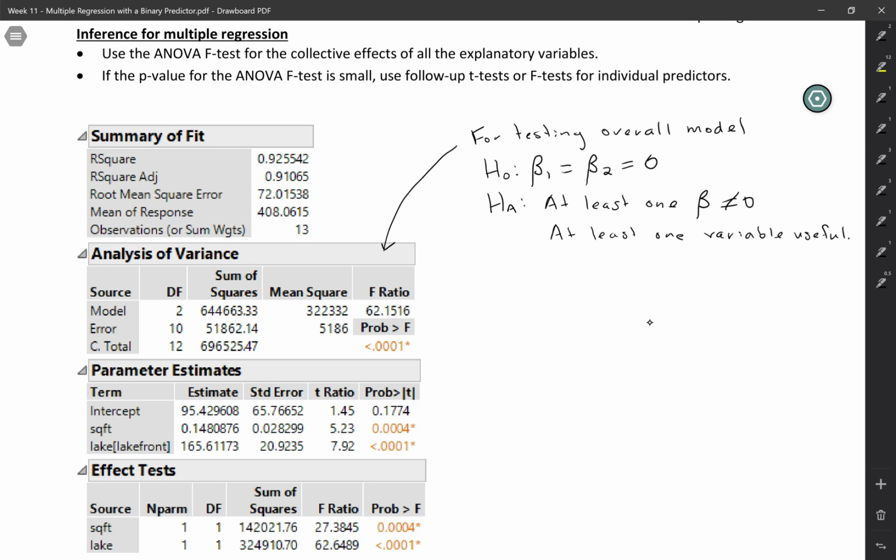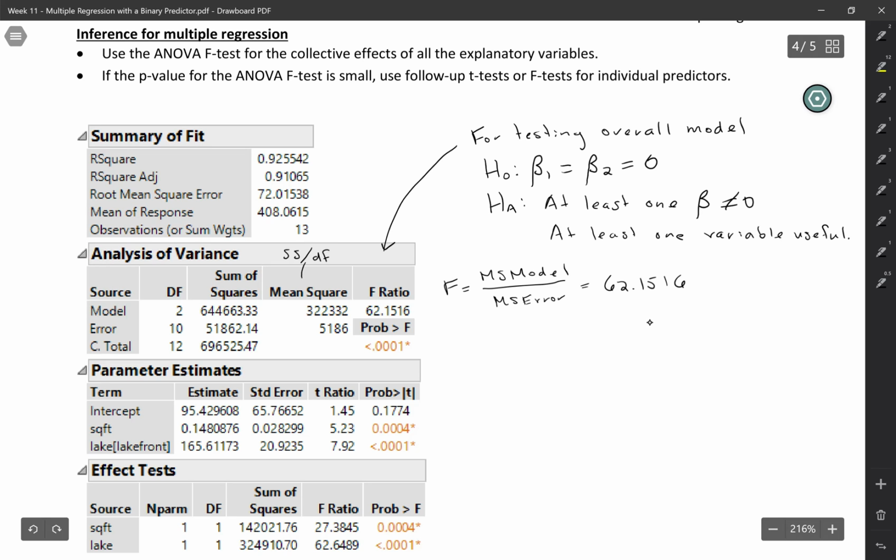This ANOVA table should look really familiar. We've got degrees of freedom, we've got sums of squares. The mean square is just the sum of squares divided by the degrees of freedom. For our F ratio, we're taking the mean square for the model, which is the whole model that includes size and location, and dividing that by the mean square for the error. When we do that, it comes out to be 62.1516. If we wanted to use the F distribution to calculate the p-value, we could do that. We would use the degrees of freedom for the model, which is 2, and for the denominator, the degrees of freedom for error, which is 10. But I'm just going to let JMP do this for me directly.